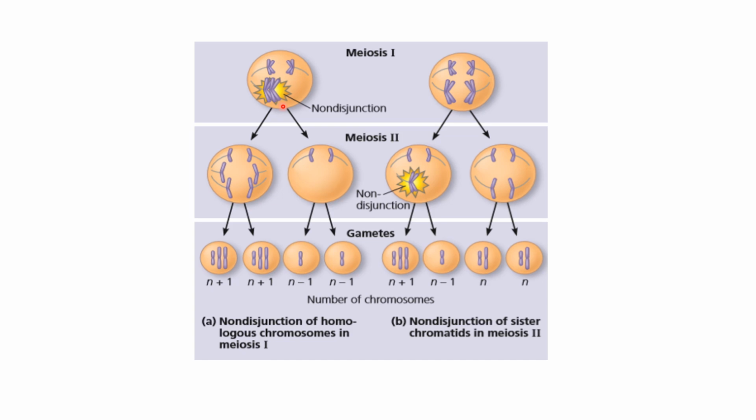So the two most important conditions are non-disjunction during meiosis 1, that is the non-separation of the homologous chromosomes, and non-disjunction during meiosis 2, that is the non-separation of the sister chromatids. Both conditions lead towards an abnormal number of chromosomes in daughter cells, and both lead towards chromosomal aberration.